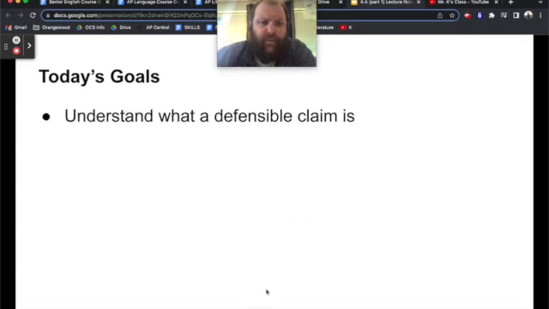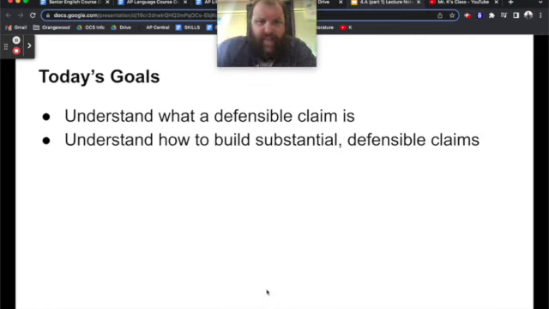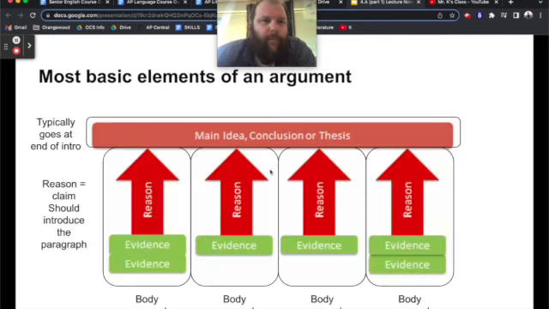Okay, so we have two goals for today. We need to understand what a defensible claim is, and we need to understand how to build a substantial defensible claim, or how to build substantial defensible claims, plural, right? What does it mean for something to be defensible? What does it mean for it to be substantial? That's what we're figuring out.